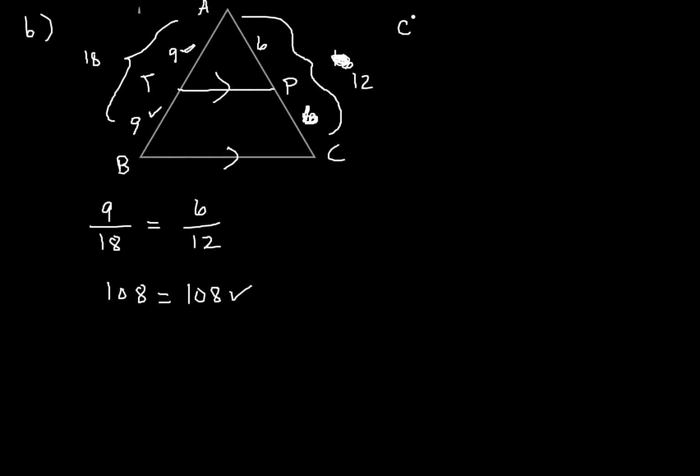So the best way to do these, in my opinion, is to draw the triangle every time and fill it in, because they don't always give you enough information or in the right place. So let's do C and maybe one more after that. So let's get the letters A, T, P.